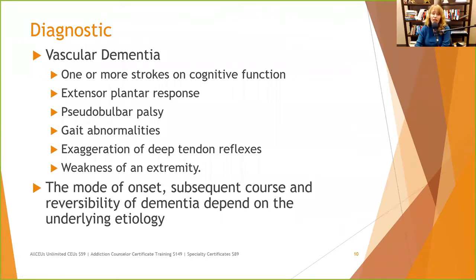Some you can't reverse. It's just not the way it is. You may be able to slow it down a little bit. A lot of medications and treatments have come out even for Alzheimer's over the past 15 years, but you're not going to reverse it. Some of them you can arrest and reverse, like the dementia brought on from alcohol withdrawal.